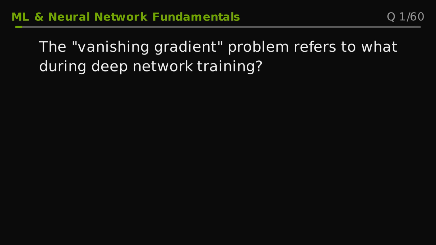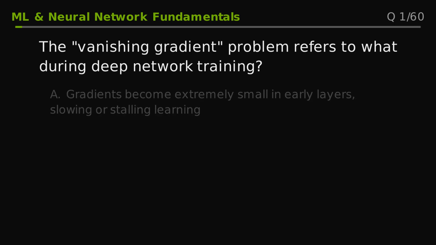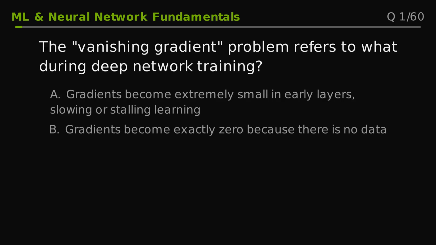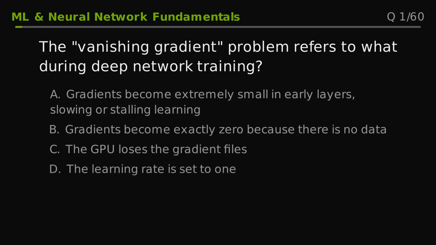Question 1. The vanishing gradient problem refers to what during deep network training? Option A. Gradients become extremely small in early layers, slowing or stalling learning. Option B. Gradients become exactly zero because there is no data. Option C. The user loses the gradient files. Option D. The learning rate is set to 1.